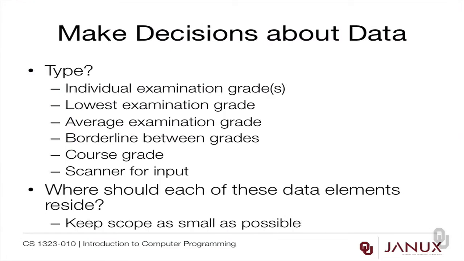The next thing we need to do is make decisions about data. So let's pick out the types for the individual examination grades, the lowest examination grade, the average examination grade, the borderline between grades, the course grade, and the scanner. Well, we've already picked the scanner, so we don't have to do that one now. The individual examination grades will definitely be an int.